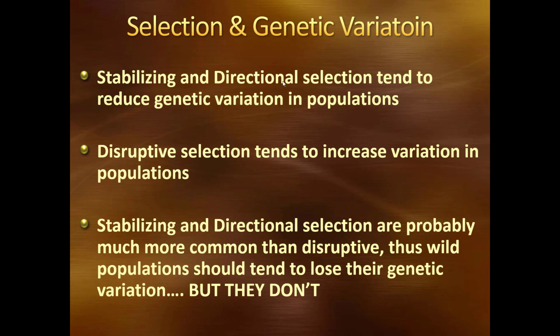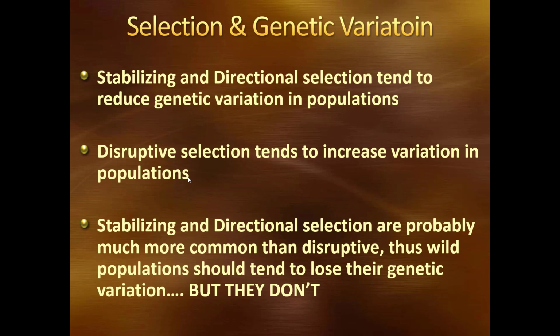Now, disruptive selection does tend to increase variation. Remember, because what it does is it kind of pulls that graph apart into sort of a bimodal distribution. It does tend to increase the variation. However, disruptive selection also probably isn't super common because it's very, very restrictive. It has to be that patchy habitat. So stabilizing and directional selection are probably more common than disruptive.